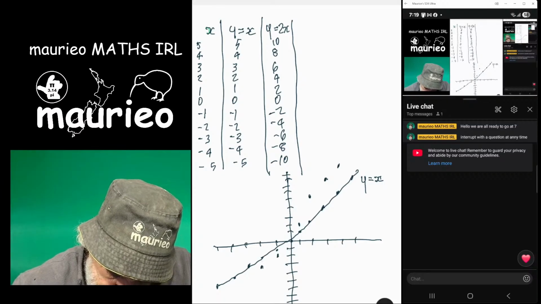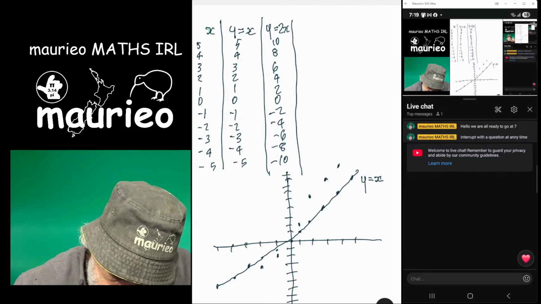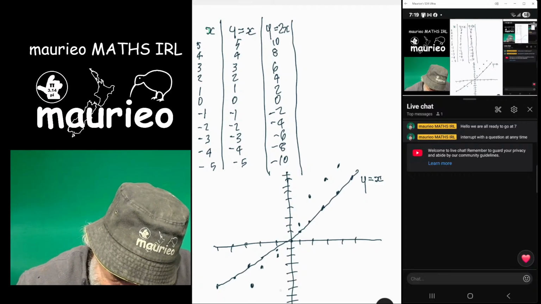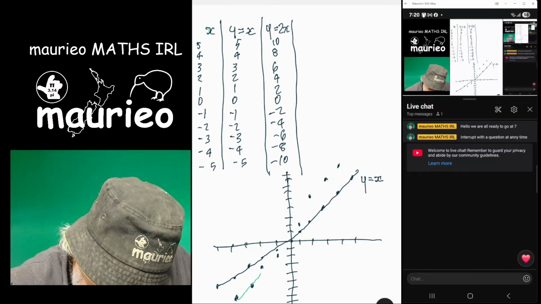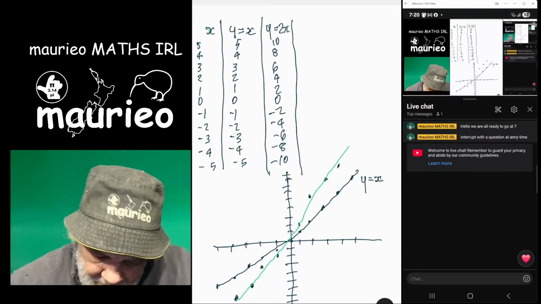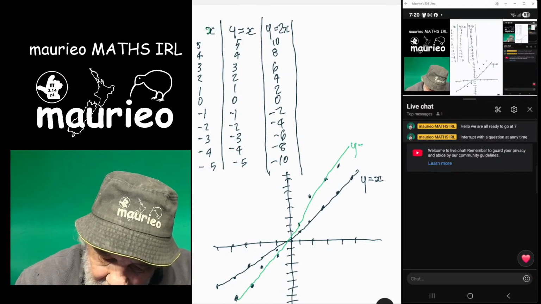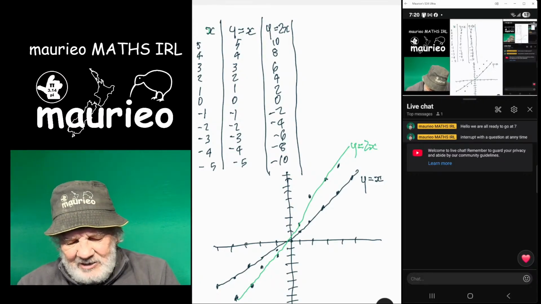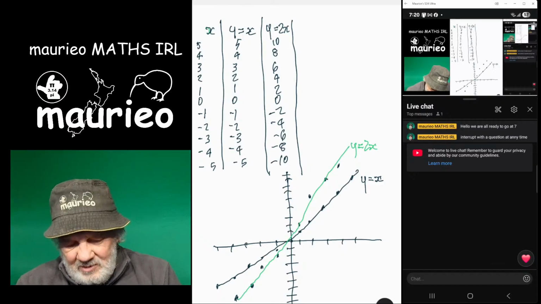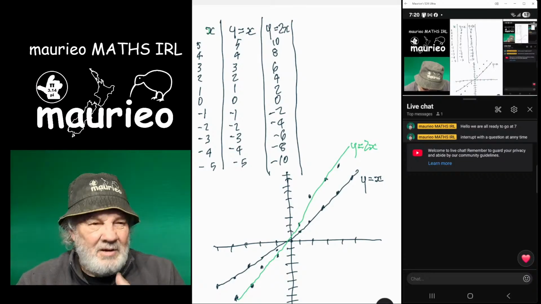So we can see there that that's the graph of y equals 2x. That means it's going to get steeper, steeper and steeper like that.